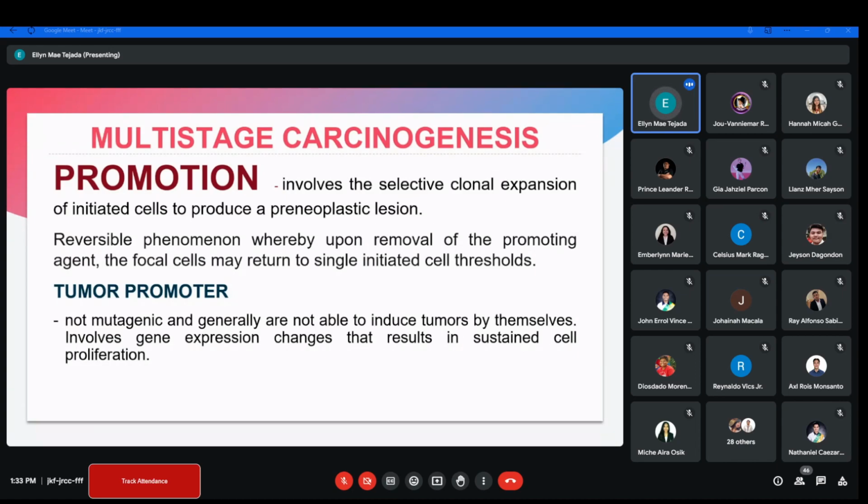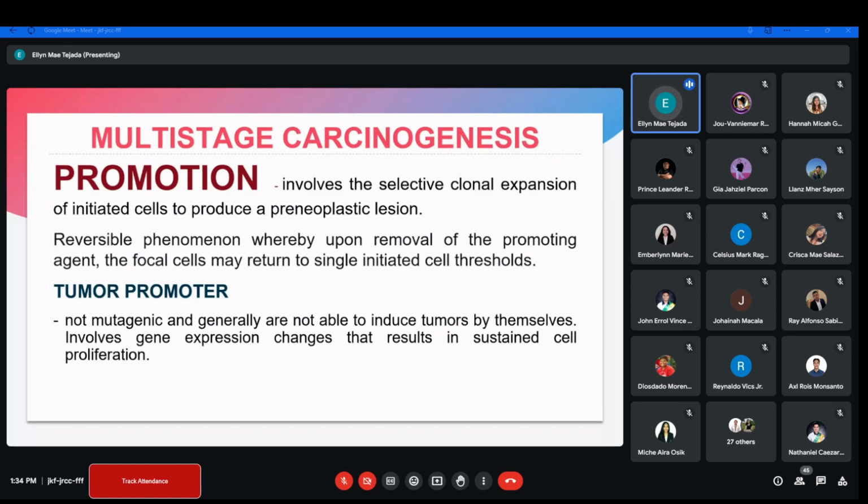So in initiation, it is irreversible. However, in the stage of promotion, it has its own uniqueness. It could be reversible. Now, both exogenous and endogenous agents that function at this stage are referred to as tumor promoters. So, under initiation, the chemical and the physical agents are known as your initiators. However, under promotion, they are called tumor promoters.